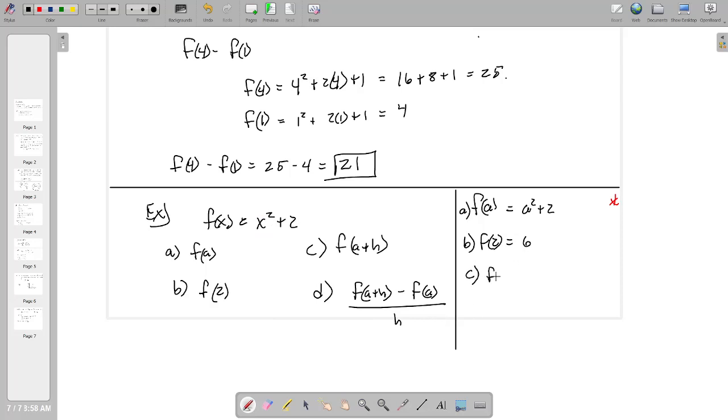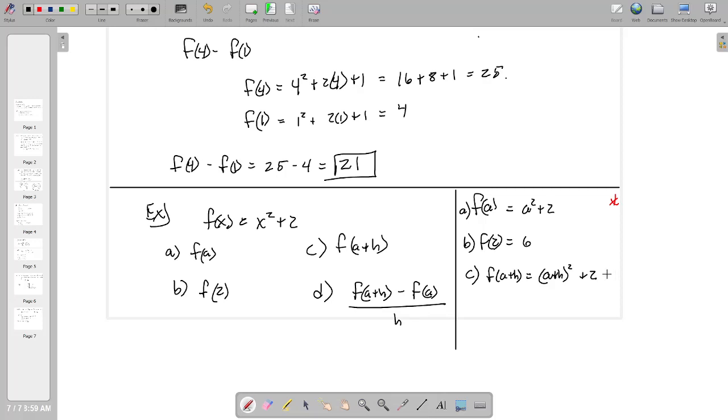Now C is a bit tricky. f of a plus h. So I need to make a note here. a plus h is a quantity that is replacing x. So a plus h stands for a number because a and h are both numbers. So this number, a plus h, is replacing x. So we replace x with the entire a plus h. A lot of students mess this up, so be careful. We end up with a plus h, quantity squared, plus 2.